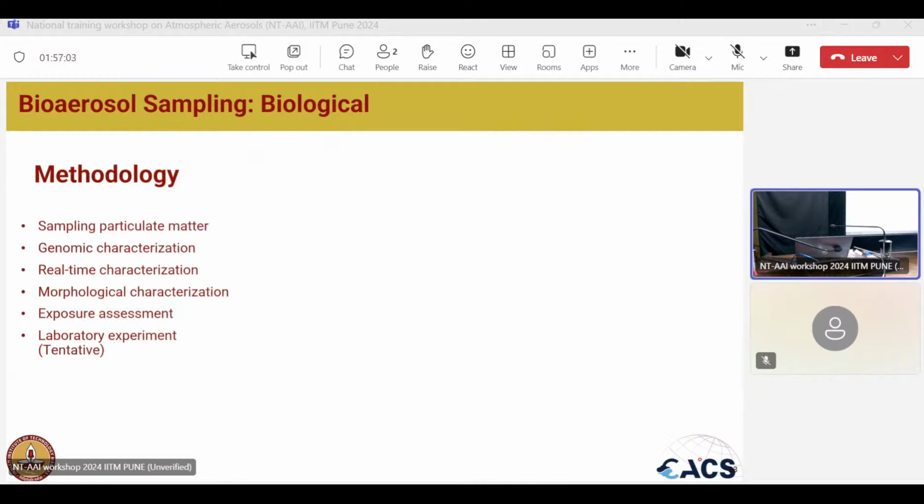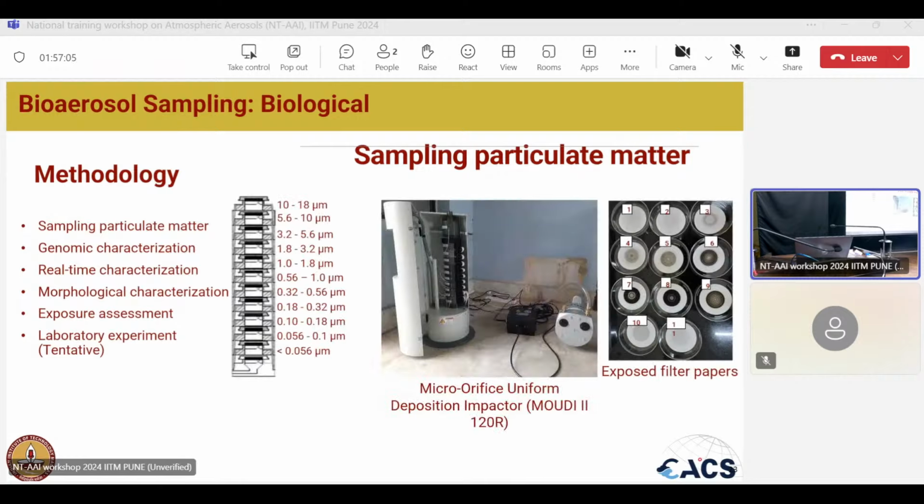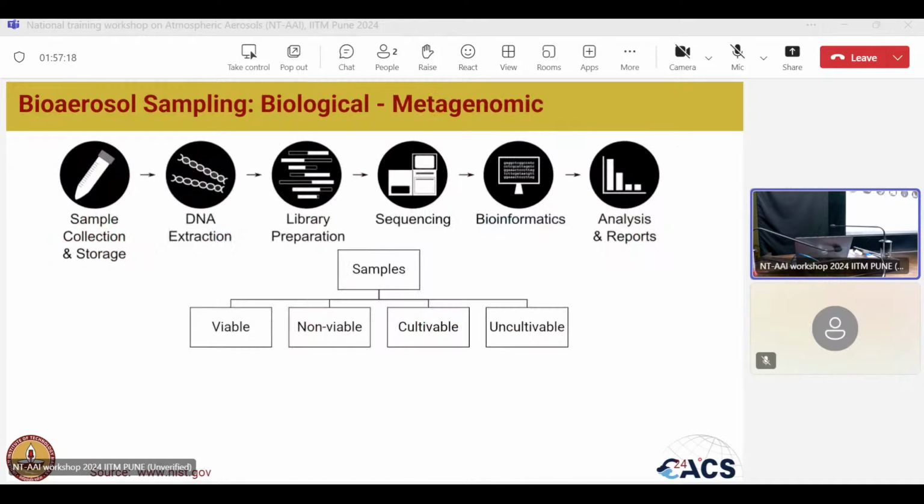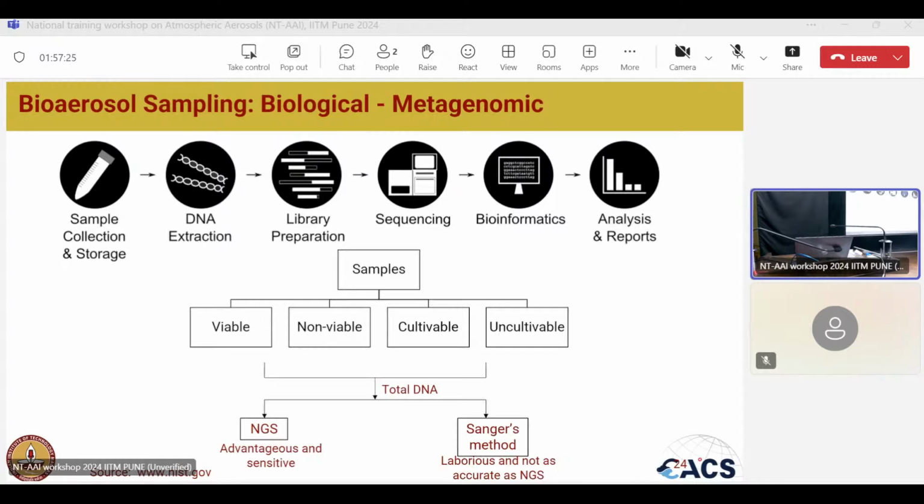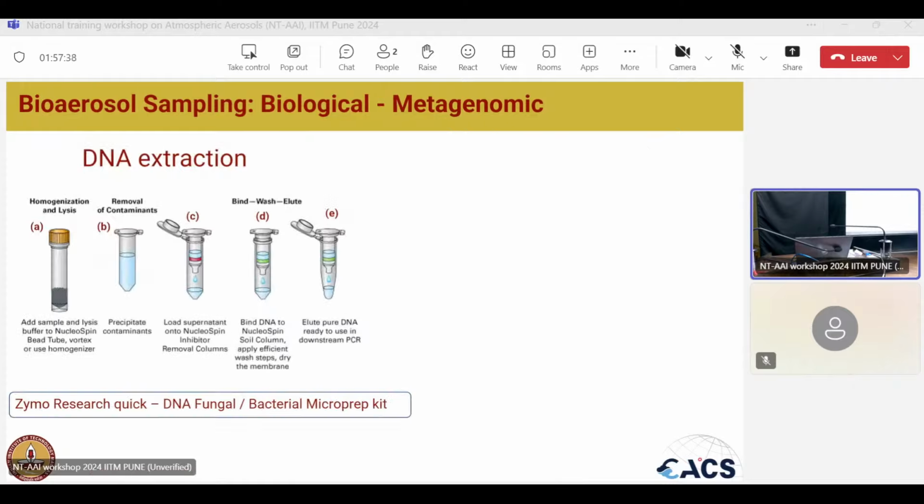Again, this is the methodology which I'm just going through again and again. This is just an example of a study we did in, I don't know if this was Jammu or Gurdaspur, in collaboration with Dr. Shweta. It has a pictorial representation of the other things you could do as far as DNA analysis is concerned. Total DNA, NGS, advantageous and sensitive; Sanger sequencing, laborious and not as accurate as NGS. But this required more effort. You truly need a microbiologist to do that. I'm a physicist, so I can tell that.